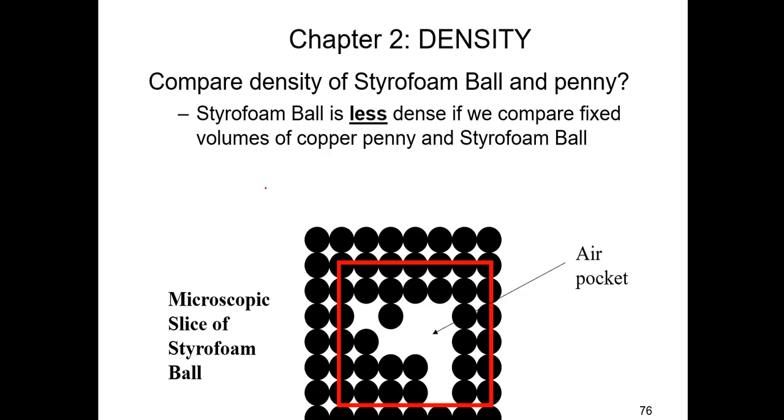So here's another example where it has nothing to do with the number of particles that make up the substance. It's all about how compact they are. A styrofoam ball is pretty big compared to a little penny, but the styrofoam ball has all of these air pockets inside, whereas a copper penny is completely solid. Consequently, a copper penny will have a higher density than the styrofoam ball, even though there's more atoms in the styrofoam ball. So it's all about compactness.